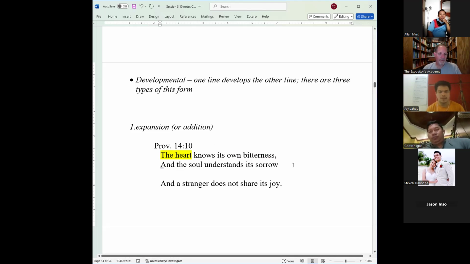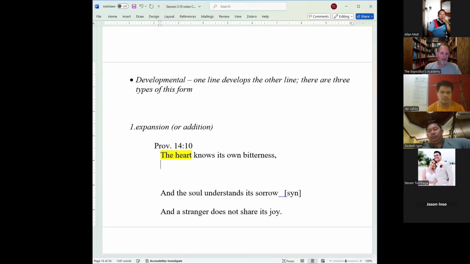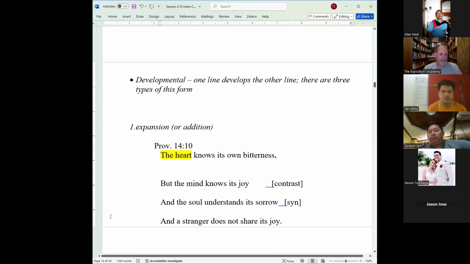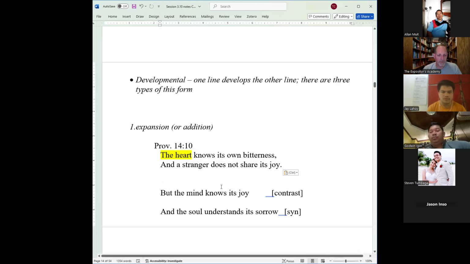Or if the second line had been, say, the heart knows its own bitterness, but the mind knows its joy. Now, this is a nonsensical statement, but I'm just trying to show you the difference. This would be a contrast, right? The heart and the mind both know, one knows bitterness, the other knows joy. Those are opposites. But that's not what this verse says. This verse has just a new or additional thought. The heart knows its own bitterness, and a stranger does not share its joy.